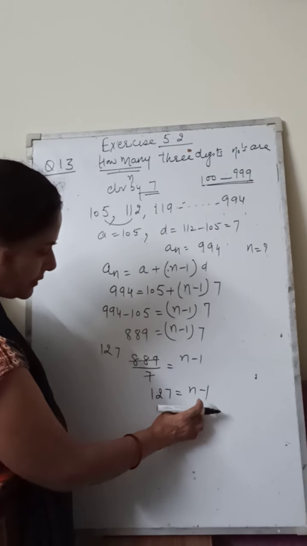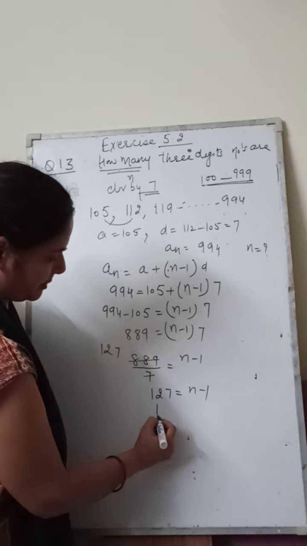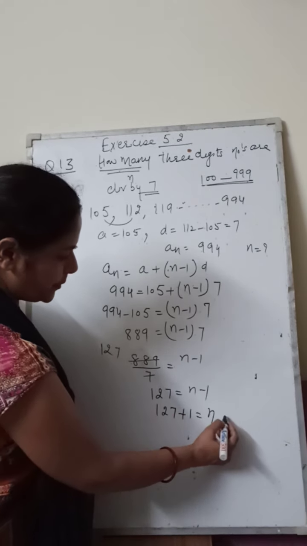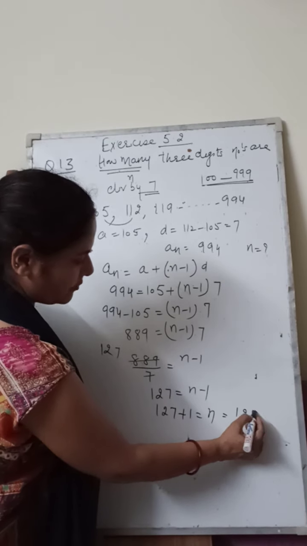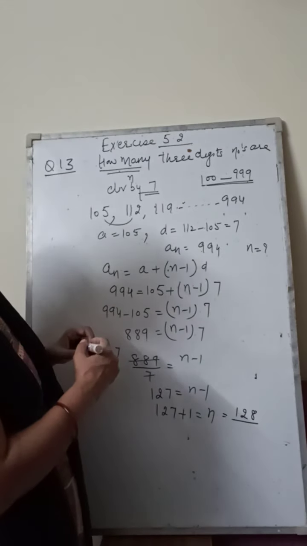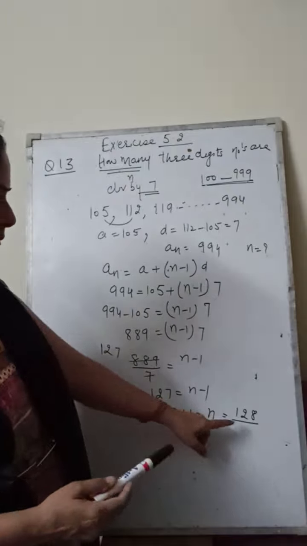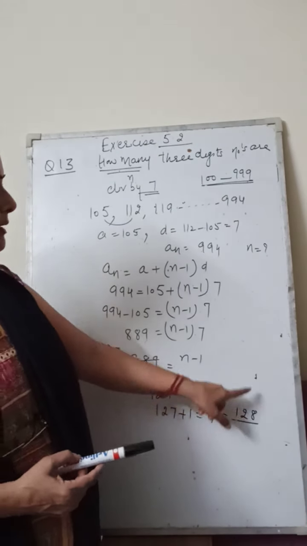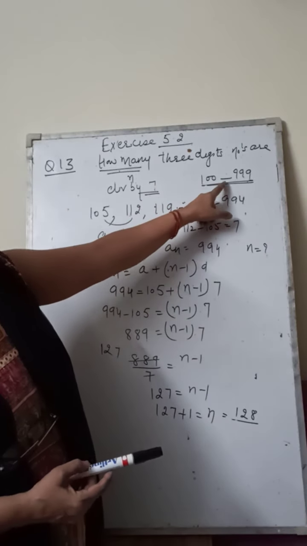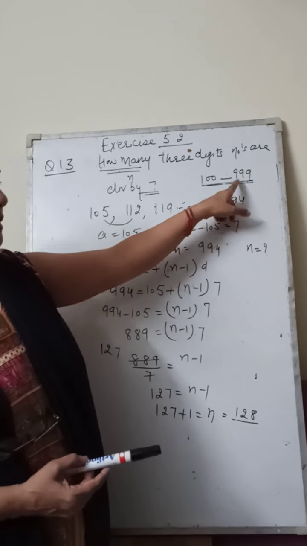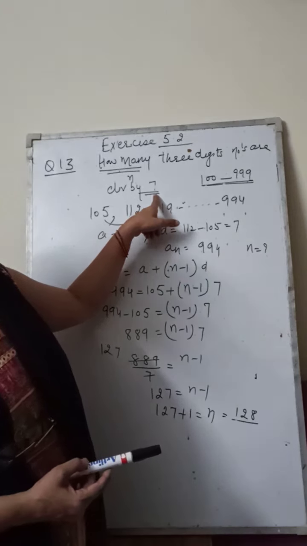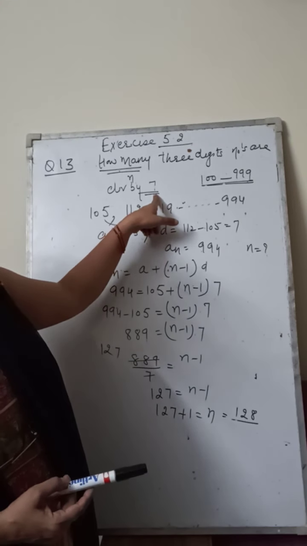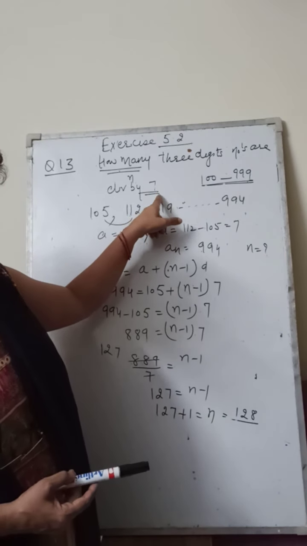So this minus 1 will come to this side. It becomes 127 plus 1 is equal to n. It comes out to be 128. Is it clear? So this answer is 128. It means 128 numbers are there in between these two which are divisible by 7. Is it clear to all of you?